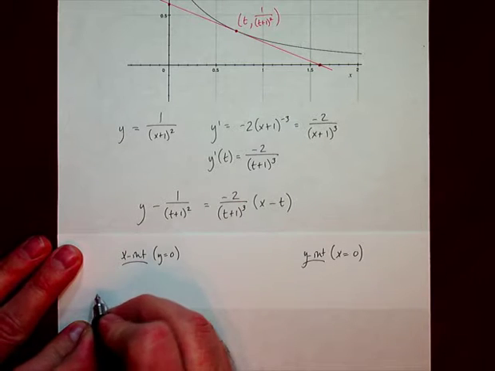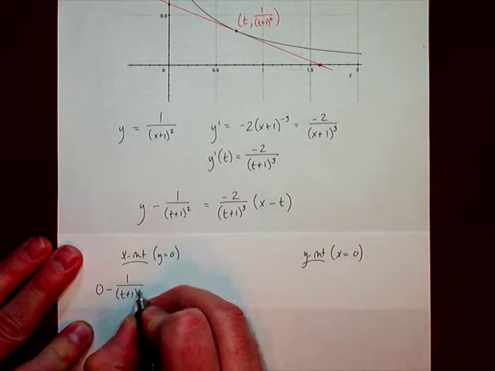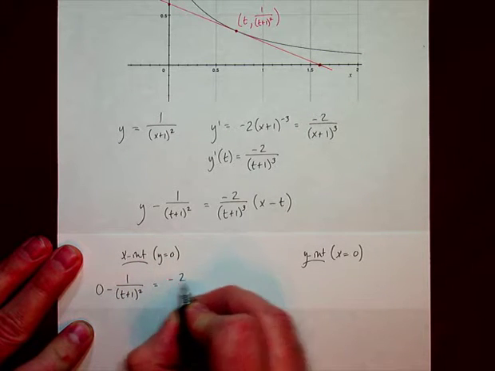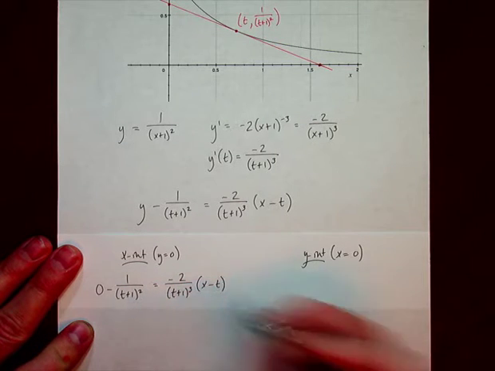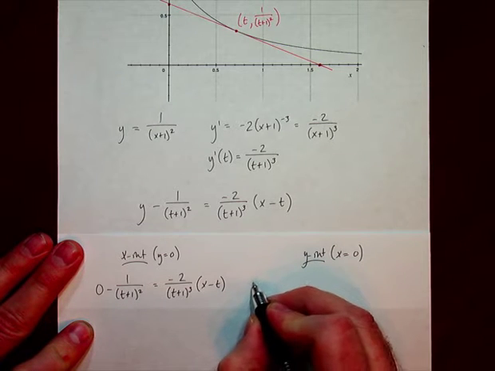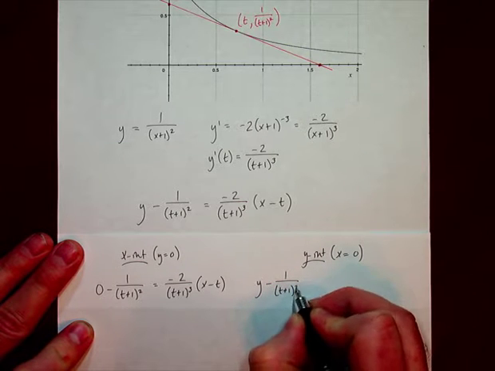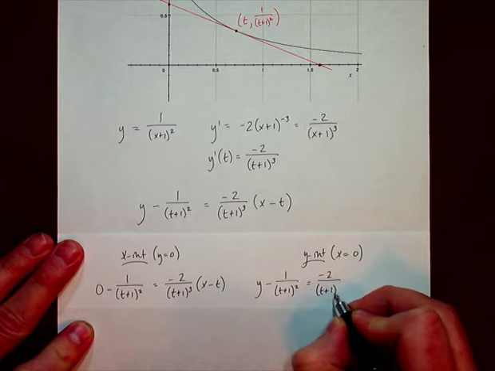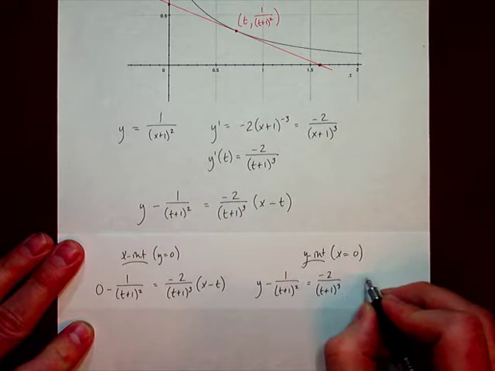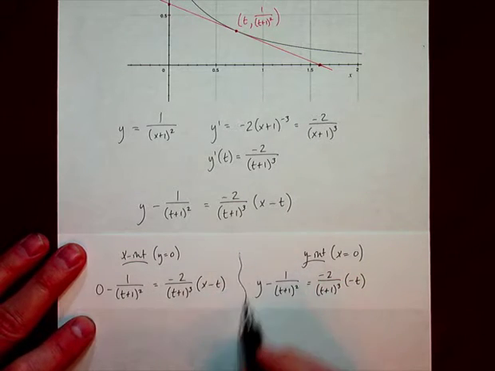So when y is equal to 0, we're going to have 0 minus 1 over t plus 1 squared is equal to negative 2 over t plus 1 cubed times x minus t. When x is equal to 0, we're going to have y minus 1 over t plus 1 squared equals negative 2 over t plus 1 cubed times 0 minus t. So negative t. Okay. Let's figure out those.